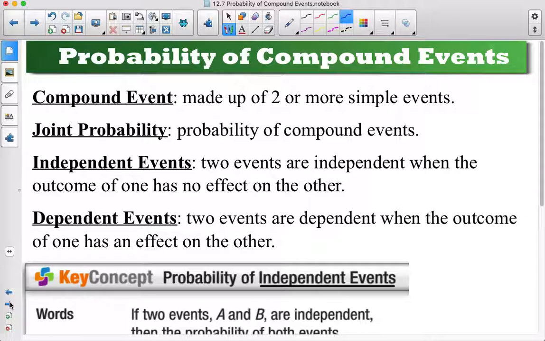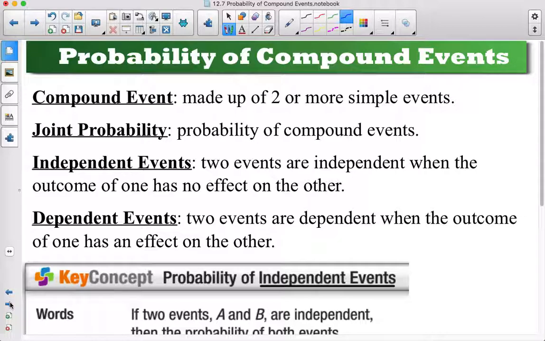The 4 vocab words for the day are the following. We're talking about compound events. Those are events or situations made up of 2 or more simple events. A joint probability is the probability of compound events, the joint meaning that they're connected in some way. We're going to be using the English words "and" and "or," and that turns out to be connecting the probabilities by either multiplication or addition, respectively. Independent events: 2 events are said to be independent when the outcome of one has no effect on the other.